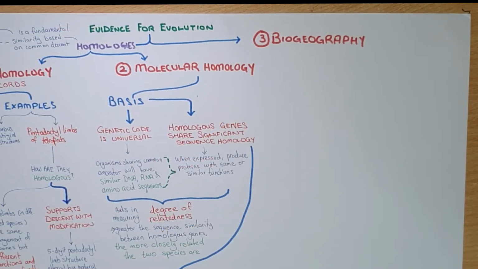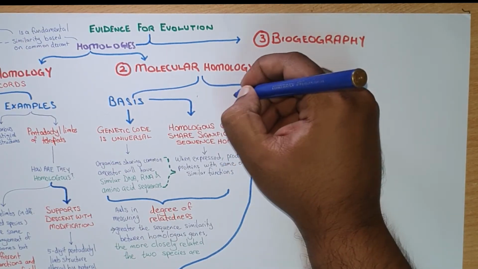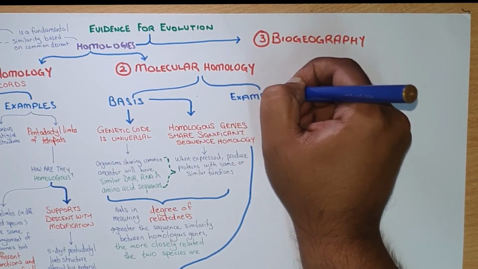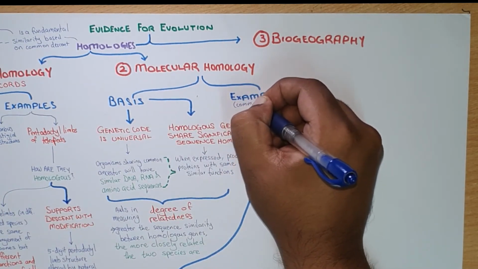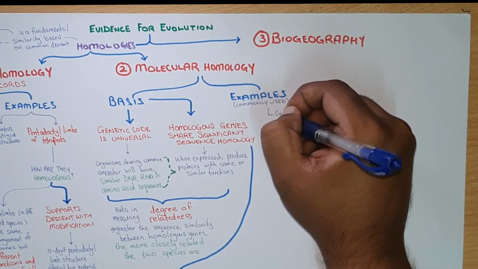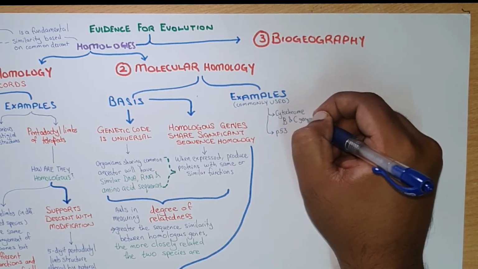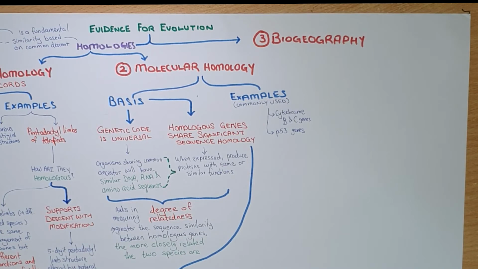Now, I'll leave you to go and read up about the examples, but we've already covered why certain genes are used in the tutorial, right? There are a lot of examples used for molecular homology, many different genes, so they are commonly used genes. They are found throughout the DNA, but certain genes like the cytochrome B and C genes and the P53 genes end up being very good genes that can be used to compare between different organisms. And I'll leave you to go and read up about why certain genes are used and why some other genes may not be used. And with that, we're actually done talking about homologies.